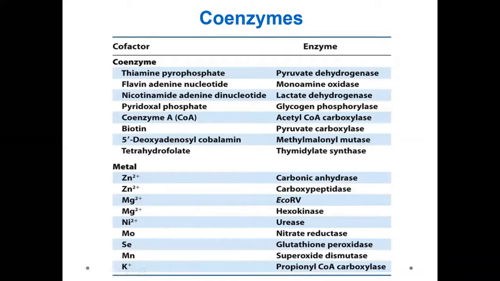The next picture demonstrates some coenzymes and cofactors. 35% of enzymes use metals, and here you see metals and the names of enzymes which need metals for their action. For example, zinc: carbonic anhydrase, carboxypeptidase, and others. These are the names.